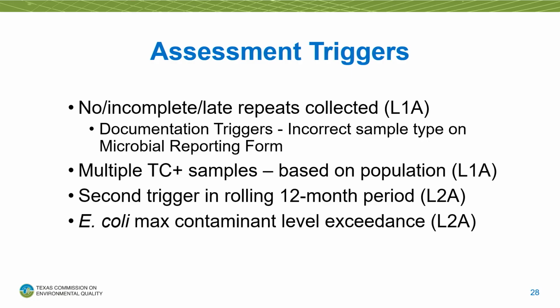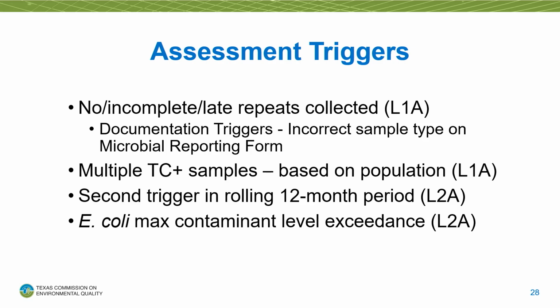A level 1 assessment can also be triggered by collecting multiple total coliform positive samples, and this is based on population, kind of what Sarah was just describing. For smaller systems, multiple total coliform positive routine distribution system samples will trigger a level 1 assessment. For larger systems, or those that collect 40 or more samples per month, a 5% positivity rate of all routine distribution system samples will trigger a level 1 assessment.